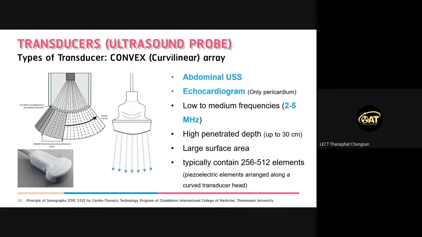The next type of transducer is convex or curvilinear, which is curved. Convex is used to examine echocardiogram and deep organs because it uses a lower frequency, around 2 to 5 MHz. For the PZT element, one or multiple elements will be used to create sound wave. Okay, group of PZT, one group, two group, three group, and continue.